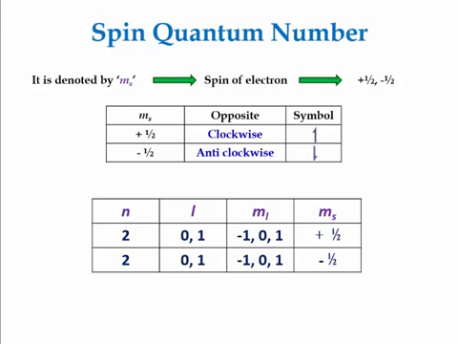Hence there will be no two electrons which will have all 4 sets of quantum numbers same.